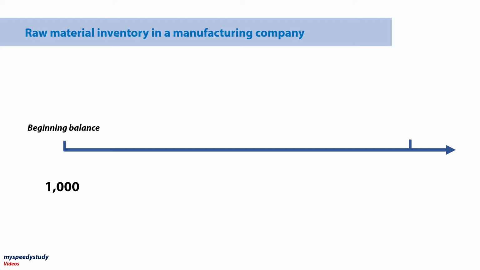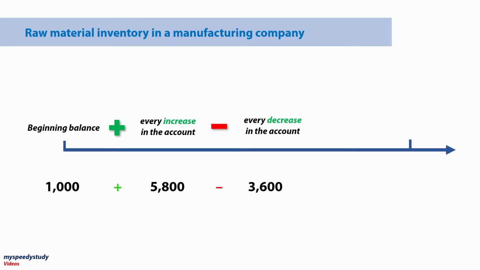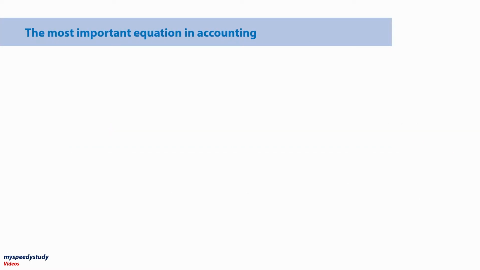Then, let's say that during the whole business year, they purchased $5,800 worth of raw material, which of course is an increase in the inventory. And also during the business year, they may have used up in production or otherwise $3,600 worth of materials, which naturally represents a decrease of inventories. Simple algebra will tell us that the ending balance is obviously 3,200.